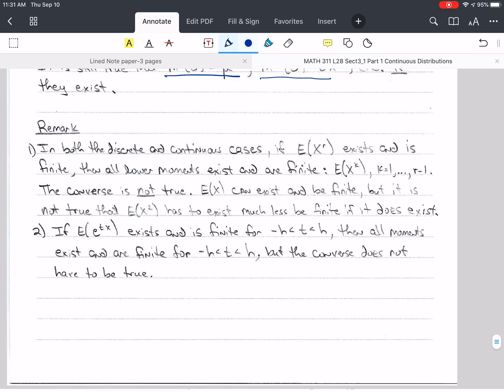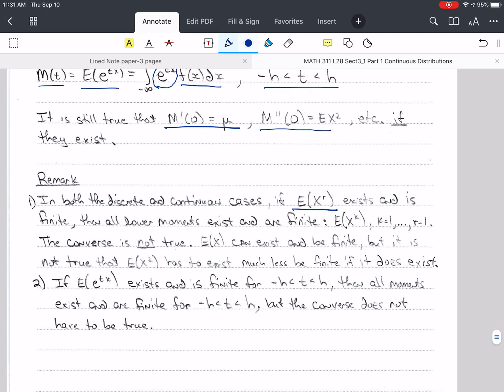So here's a very important remark. In both the discrete and continuous cases, if the rth moment exists and is finite, then all the lower moments exist and are finite. In other words, if E of x to the r exists and is finite, then E of x to the k, where k goes from 1 up to r minus 1, also exists and is finite. The converse is not true. Okay? E of x can exist and be finite, but it is not true that E of x squared has to exist, much less be finite, if it does exist.